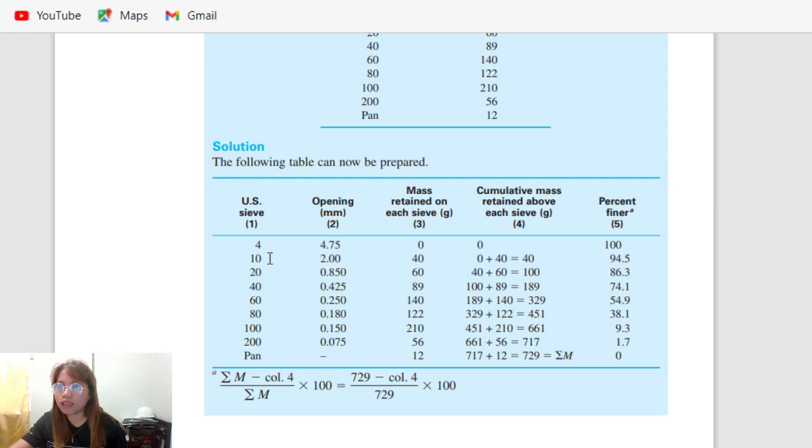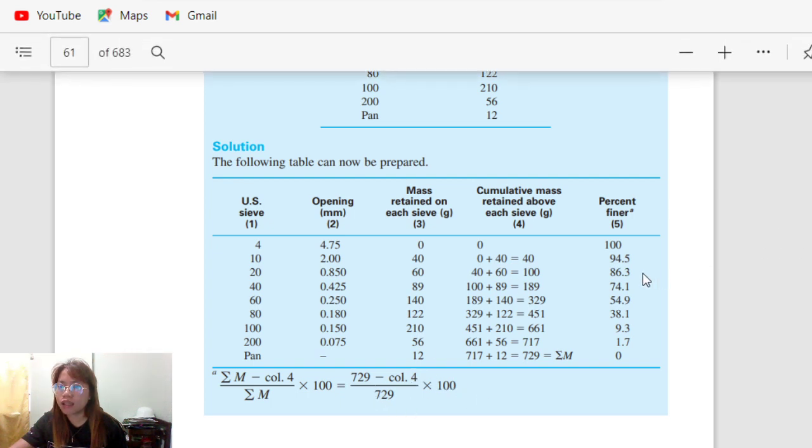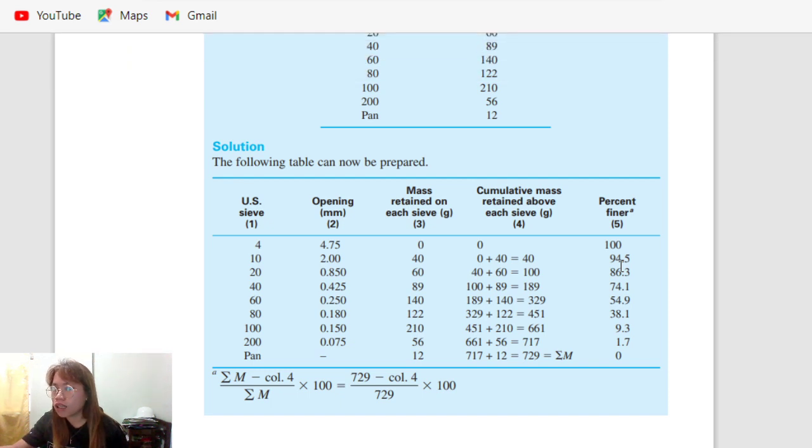And next one, for the number 10 sieve, that is 729 minus column 4, 40, divided by 729 times 100. The answer is 94.5%. That is the percent that passed the number 10 sieve. Meaning, 94% of the total soil amount passed, until you reach the pan. And in the pan, 0%, meaning nothing passed because it is the last one, that is why 0.